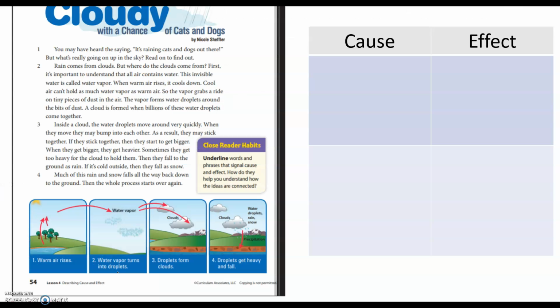Let's read the first two paragraphs of Cloudy with a Chance of Cats and Dogs and look for some cause and effect relationships. Then you'll read the third paragraph on your own and identify some more cause and effect relationships.